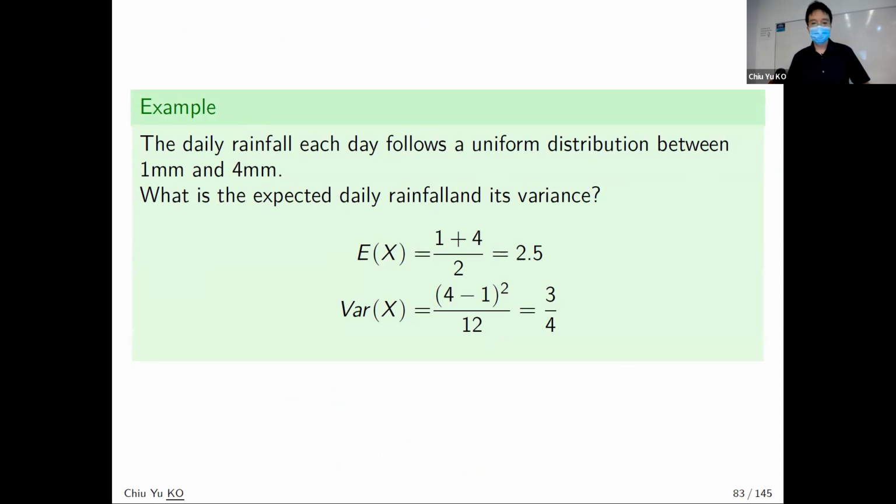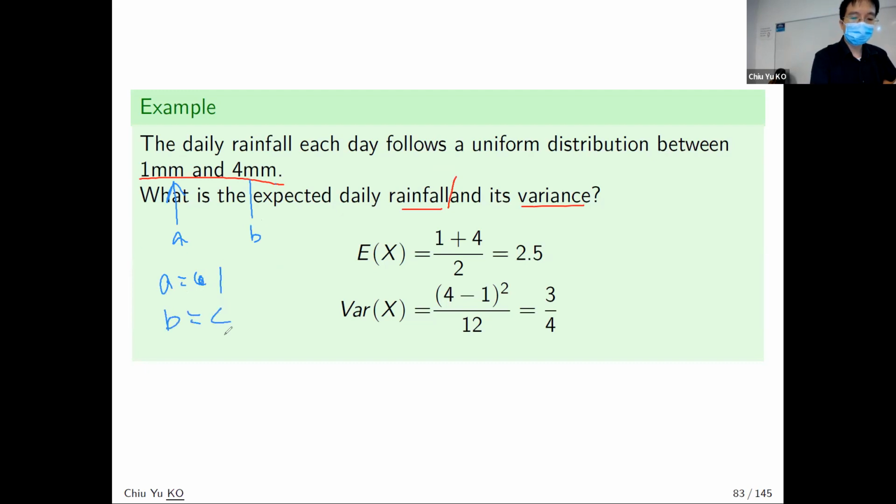The question would be: someone tells you that rainfall is uniform between 1 mm and 4 mm. What is the expected rainfall and the variance? Just apply the formula here. A is 1, B is 4. So this is A plus B over 2, and this is (B minus A) squared over 12. That's it. I just need you to know how to apply it. Is that clear?